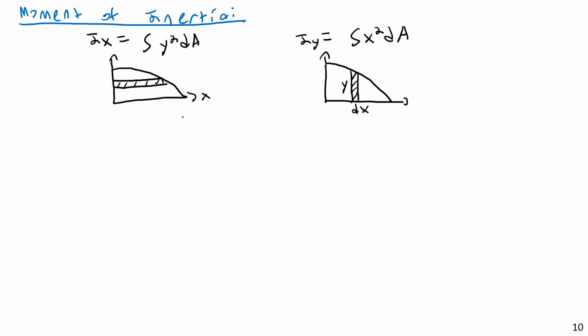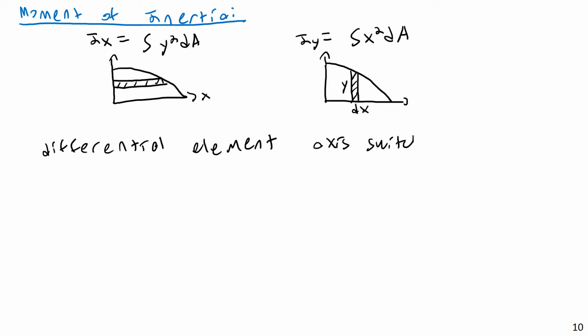Anyway, I would like to demonstrate variable transformations, or coordinate transformations. I'm trying to think what the best word for this would be. Maybe axis transformations, or a differential element axis switch, for Ix calculation.